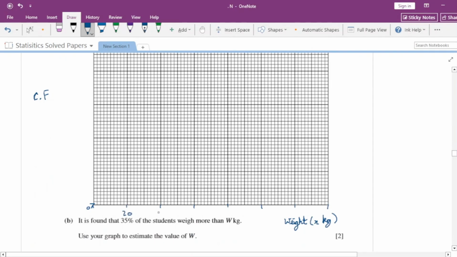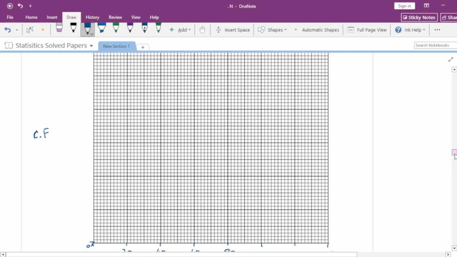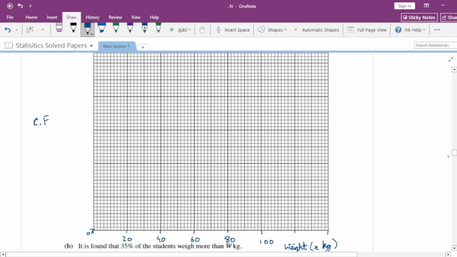So 0, then 20, 30, 40, 50, 60, 70, 80, 90, 100. So this is a good enough scale. It covers more than half of the graph, which is what we want.